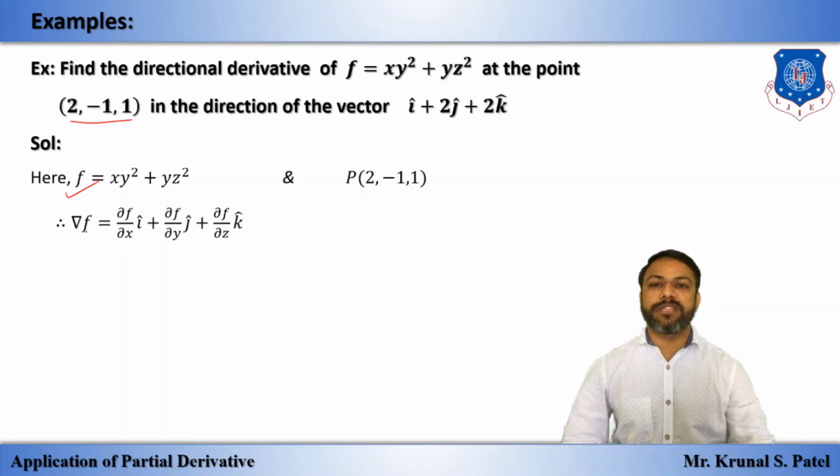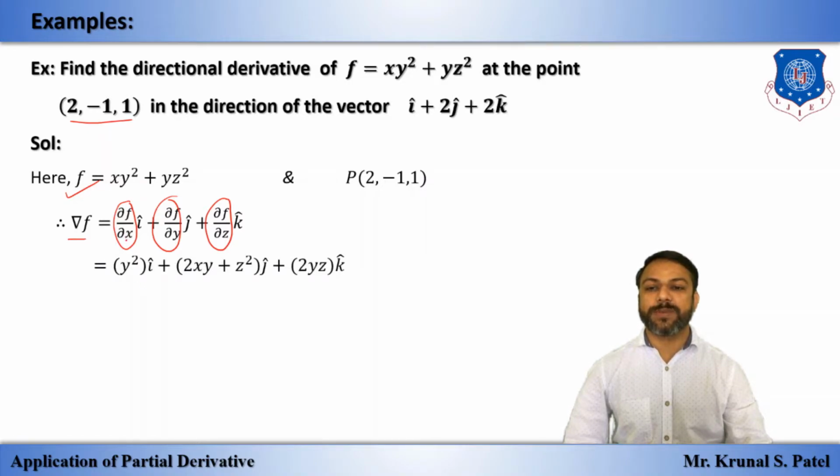So gradient of this function f, that means del f, and del f means del f by del x, i caret plus del f by del y, j caret plus del f by del z, k caret. Now just differentiate with respect to x, y, z from the given function. So we have differentiation with respect to x is y square, differentiation of f with respect to y is 2xy plus z square, and differentiation of f with respect to z is 2yz.